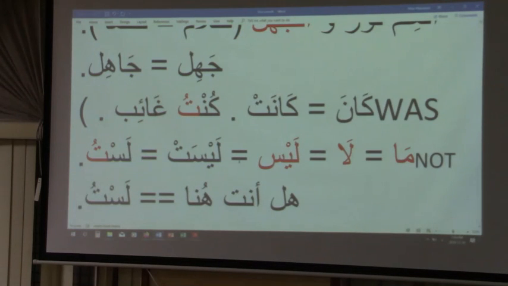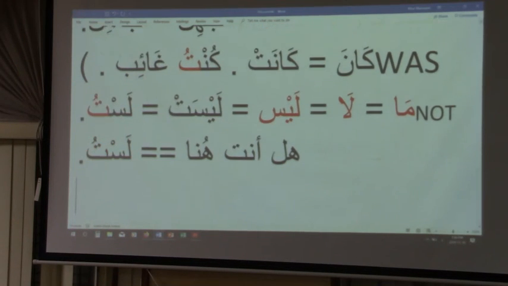So ما معنى هل أنت هنا? Are you here? لست. Same thing. هل أنت مشغول؟ لست. So in the Arabic language, we use لست more than ما and لا, because we try to save our energy when we speak. هل أنت مشغول؟ For me to tell you لا مشغول, لا ما مشغول, one word, لست. Right? Okay?